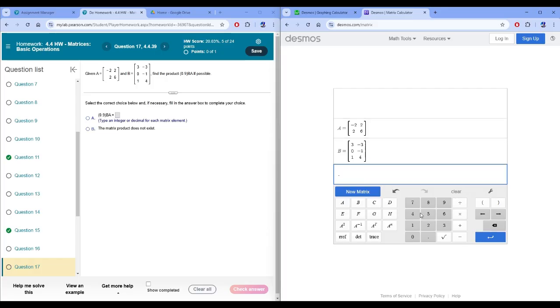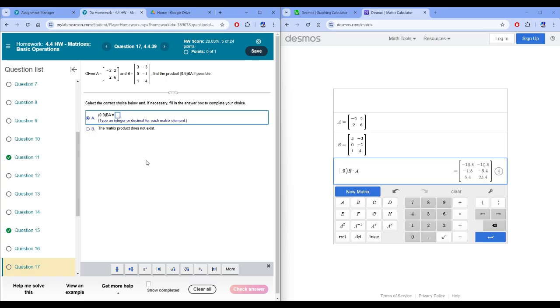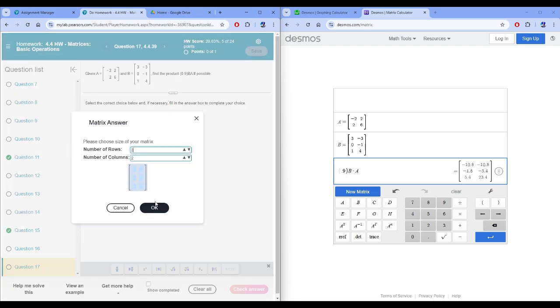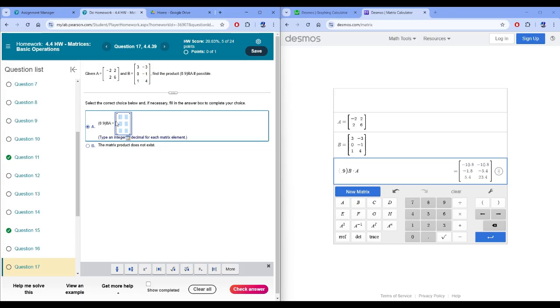So I could literally do 0.9, parentheses, 0.9 of B times A. What is this going to be? Type in integer or a decimal. That's a 3 by 2, so 3 rows. Okay. First row is negative 10.8. Second row is negative 10.8. Then I got negative 1.8 and negative 5.4 and 5.4 and 23.4.